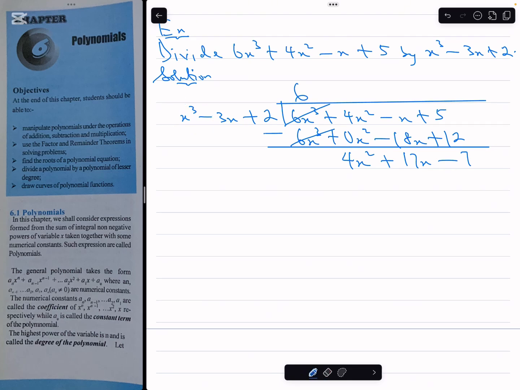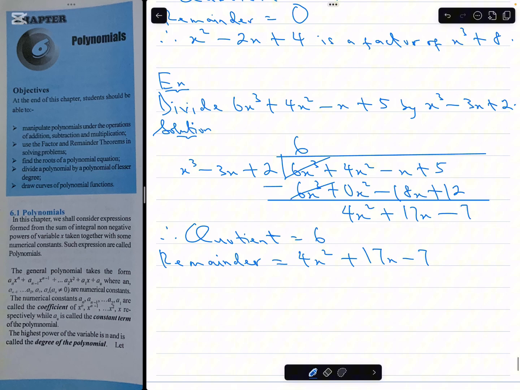That simply means the quotient, we are stopping there because we don't want to have a fraction in the quotient. So that means the quotient is 6 and the remainder is 4x squared plus 17x minus 7. And that's it, very, very simply.